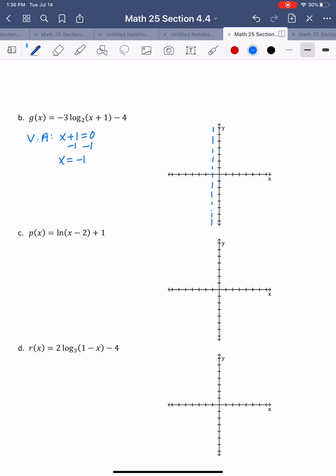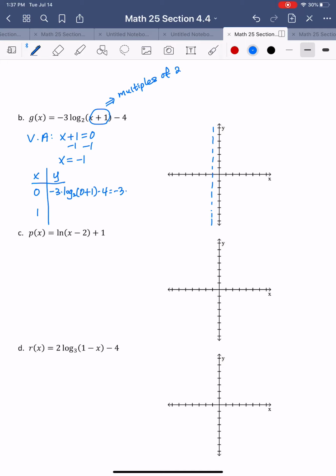Okay, and this time I'm going to use two points. You can put whatever point you want, but I'm going to make this expression a multiple of 2. So I think I'm going to use 0 first, which makes the argument a 1, which makes the log 0. And then I want to use 1, because 1 plus 1 makes a 2. So negative 3 times log base 2 of 0 plus 1, minus 4.